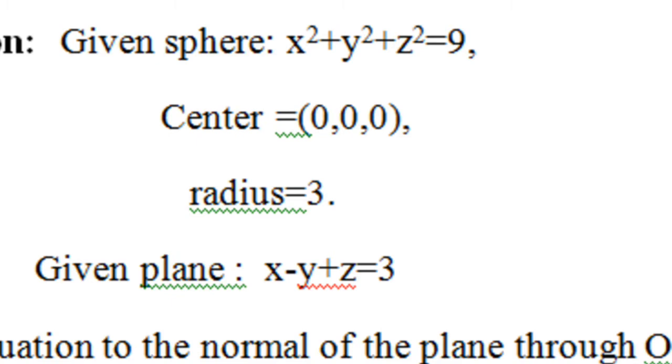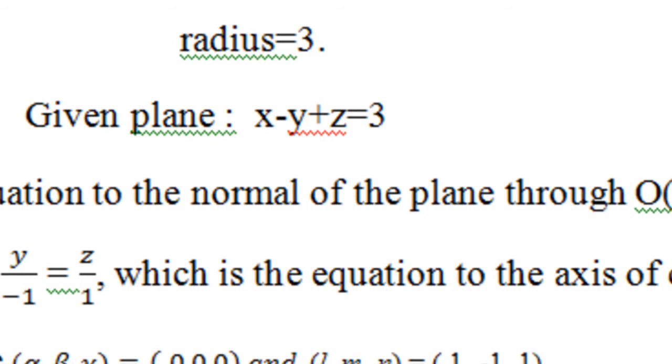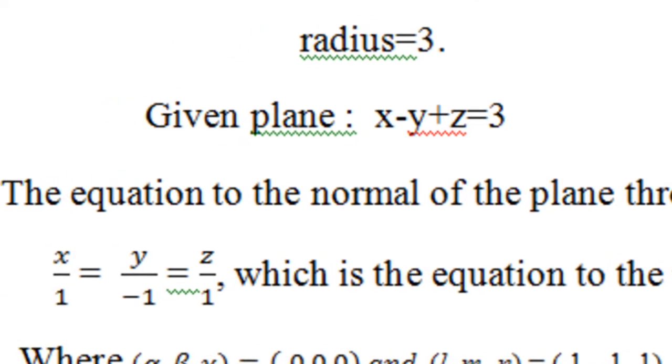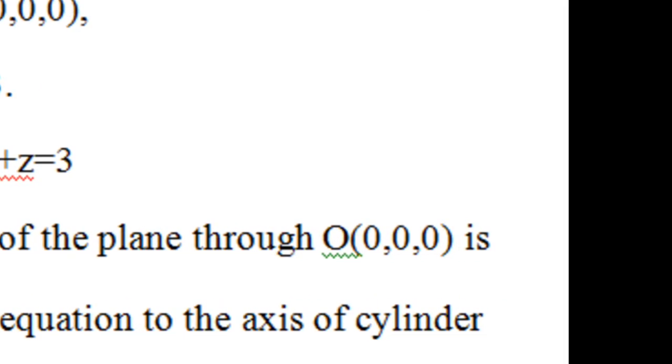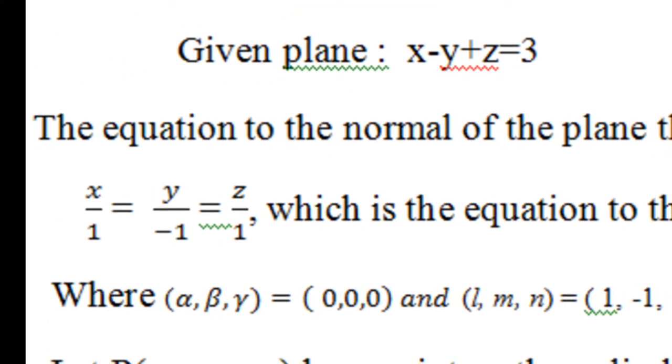Now write down the given plane. So what is the given plane here? x minus y plus z is equal to 3. This is the given plane. Now we have to write the equation of the axis. So the equation of the normal to the plane through origin is x by 1 is equal to y by minus 1 is equal to z by 1. Since it passes through the origin, we have written the point as 0, 0, 0.